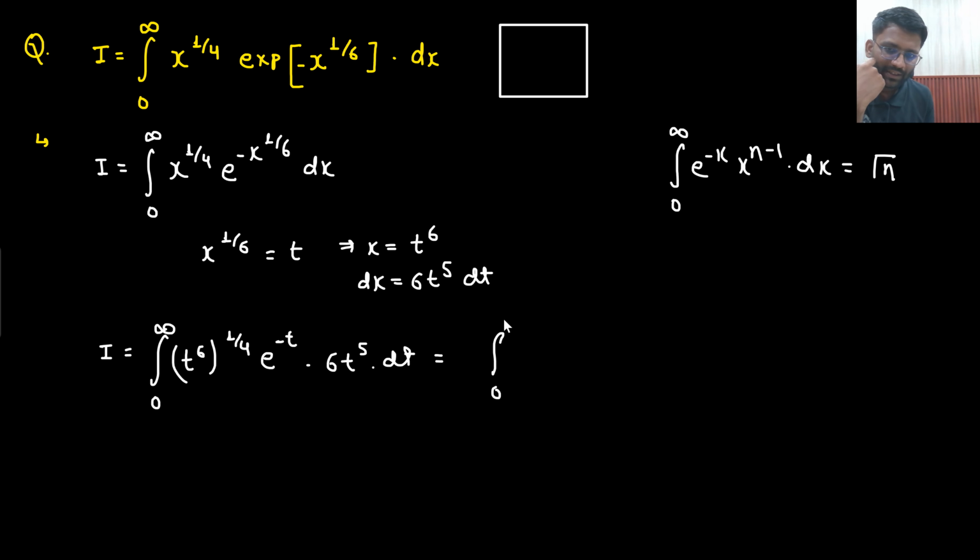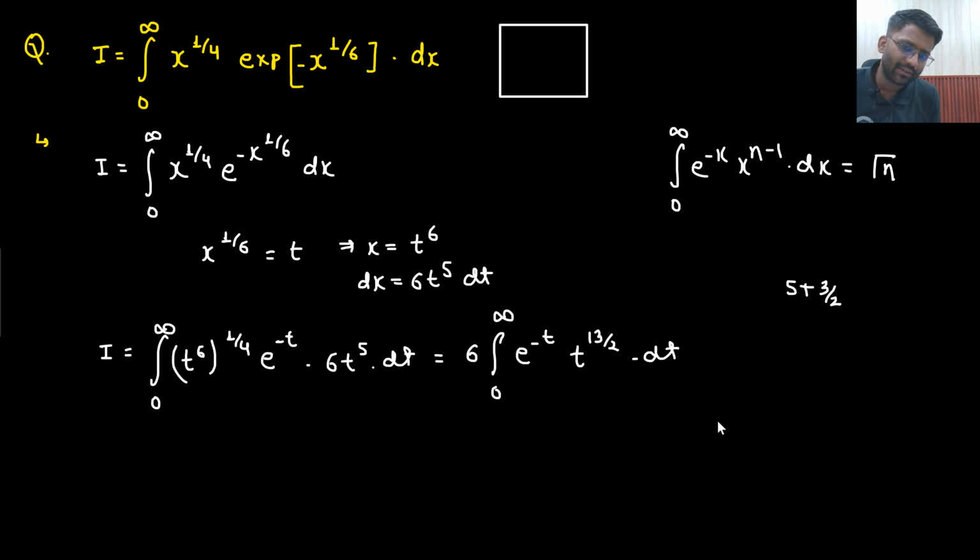So 0 to infinity, e to the power minus t, 6 will come outside. This will become t to the power 5 plus 3 by 2. So what will this become? 13 by 2. T to the power 13 by 2 dt. Right? Did you understand this point? This is power 5, this is 6 by 4, which is 3 by 2. So 5 plus 3 by 2 will become 13 by 2.